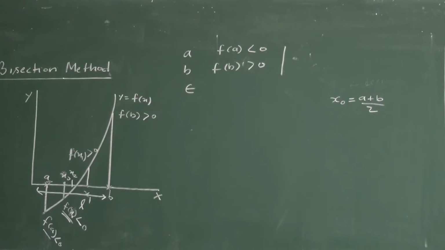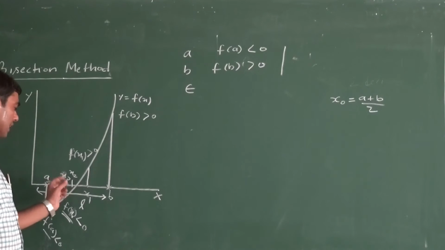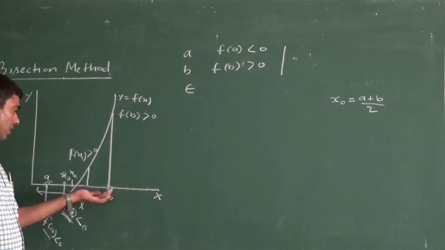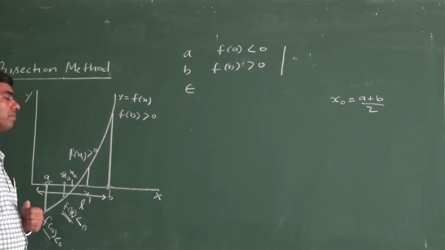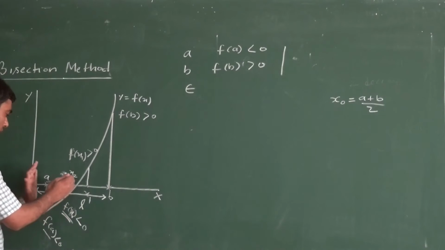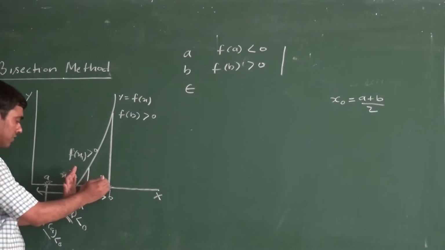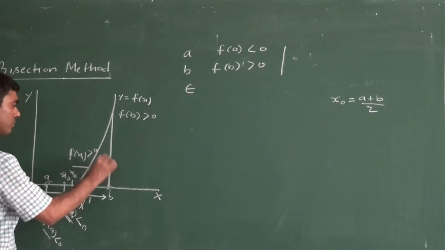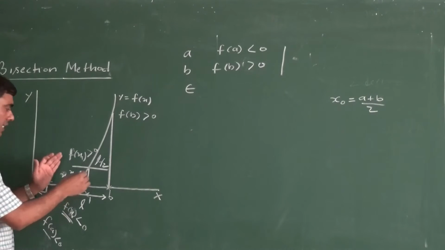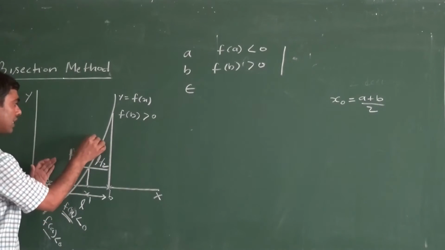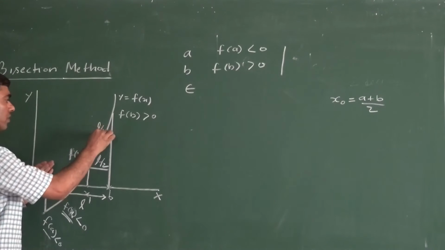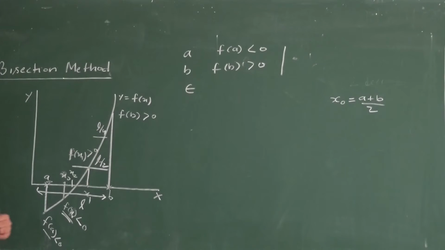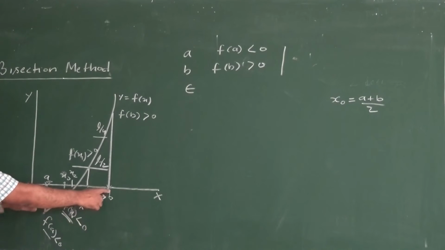This one is L. So, what is the length in the second iterative procedure? The length from x0 to b means this one is a 50% portion, this one is 50%. So, this length becomes L by 2. And in your next iteration, this length becomes L by 4.